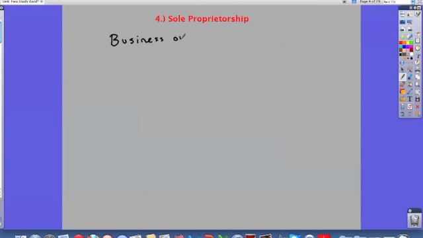Okay, so let's jump now to the three types of businesses in the U.S. that we're really going to focus on. The first is the sole proprietorship. Okay, sole proprietorship is a business owned and ran by one person. I know what you're thinking. How can one person run a business? It's very simple. Okay, these aren't usually very big businesses. They're small businesses.